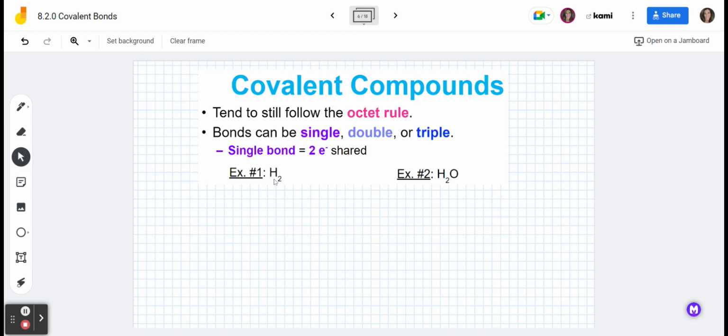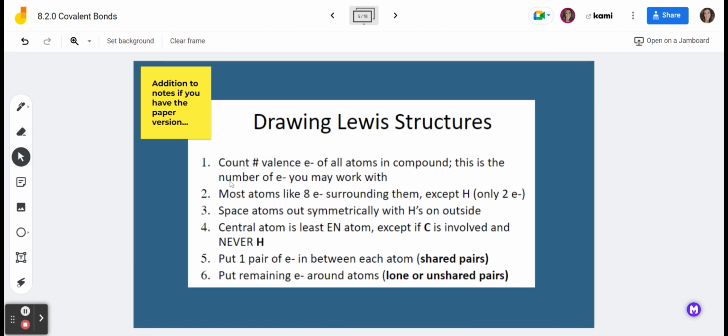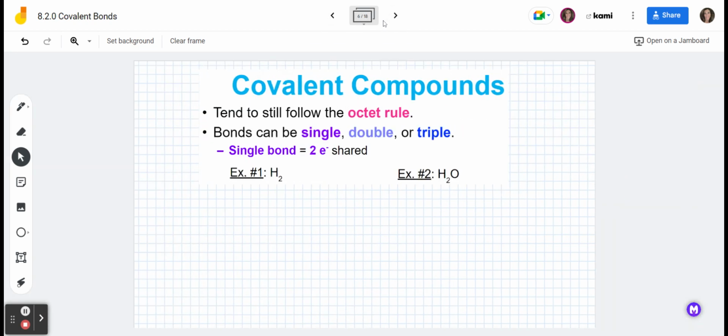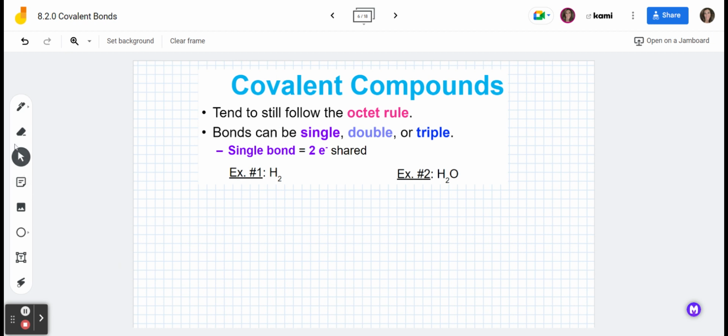So H2, for example, what you're going to do is look at a periodic table. And if you notice, H has 1 valence electron. So we're going to figure out our total valence electrons to begin with. So this is number 1 here. This is how many electrons we can work with. So hydrogen has 1, there's 2 of them, so we have 2 valence electrons.